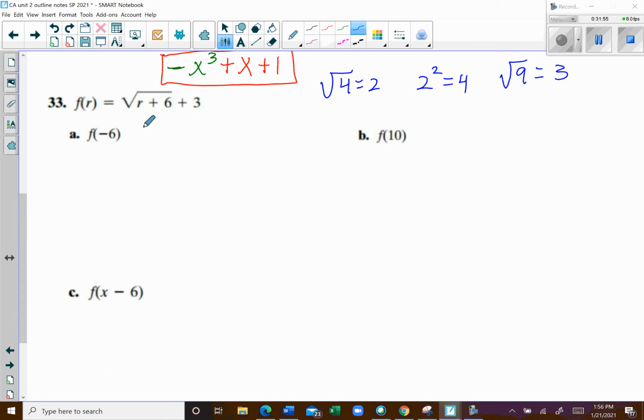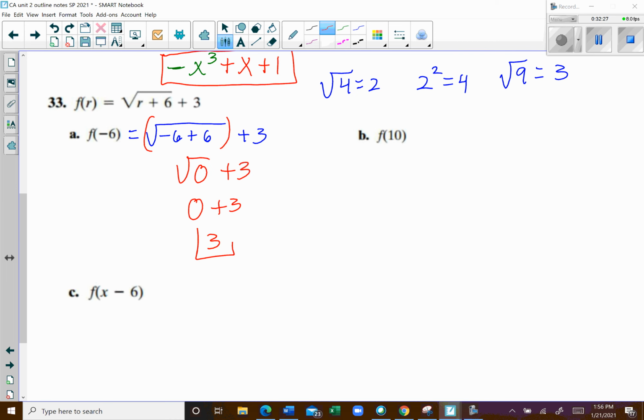So f of -6. We're going to plug that in for where we see an r right there. So -6 plus 6, and then you have a +3 that's not part of the square root. So focus on this part real quick. That gives us the square root of 0, and then we have our +3. The square root of 0 is actually 0, because 0 to the power of 2 would be 0. So that'll just be 0, and then we have a +3. 0 plus 3 is 3.